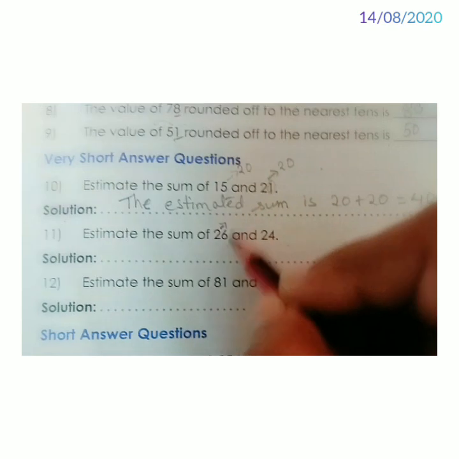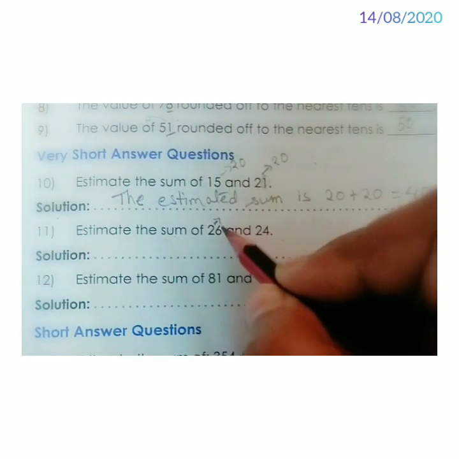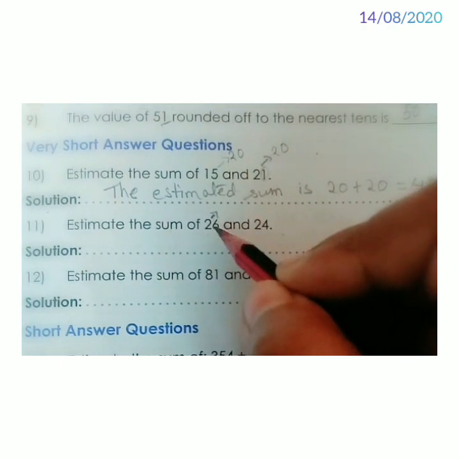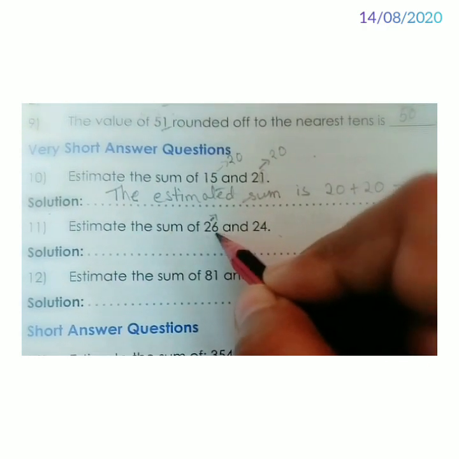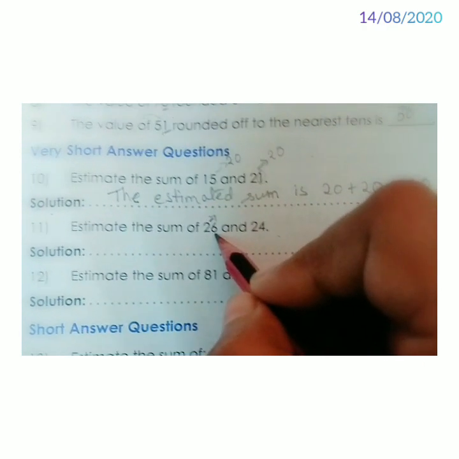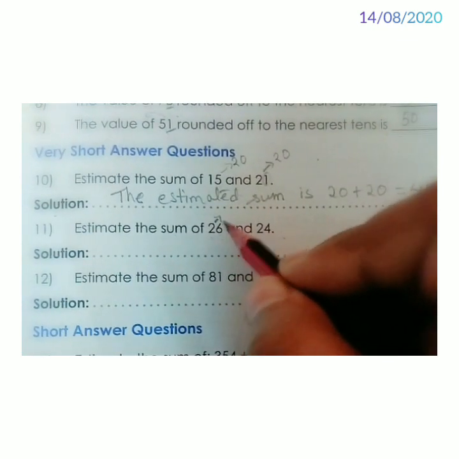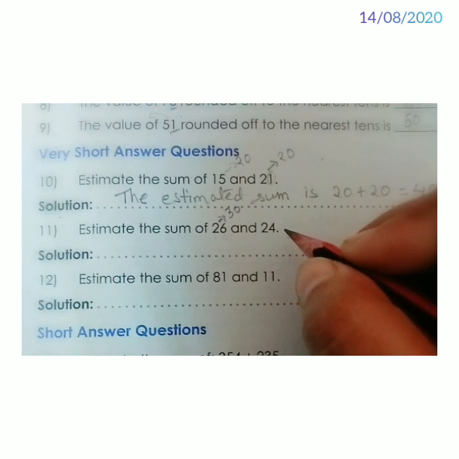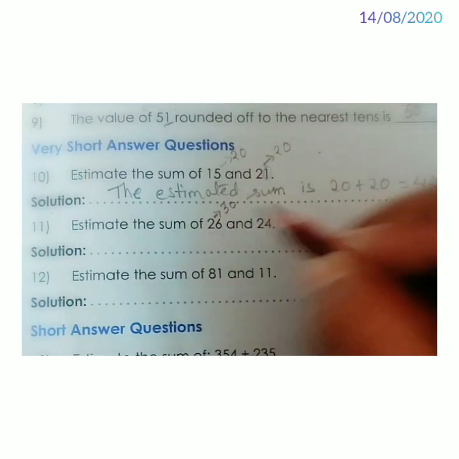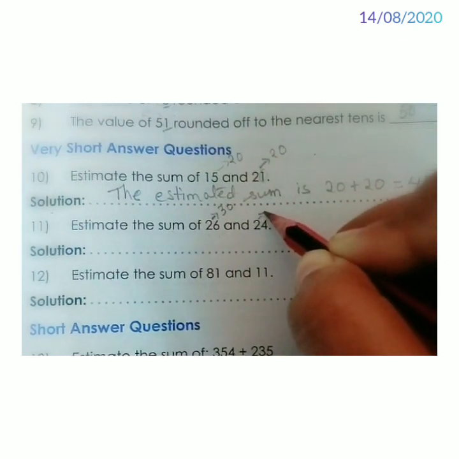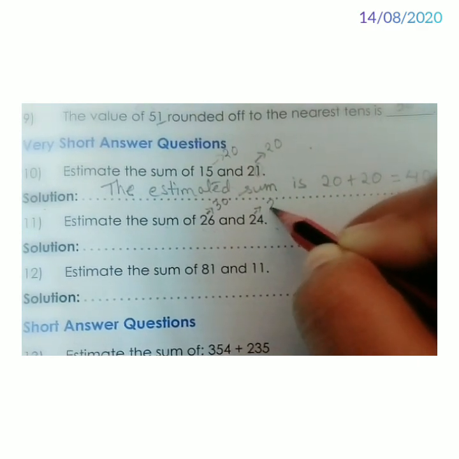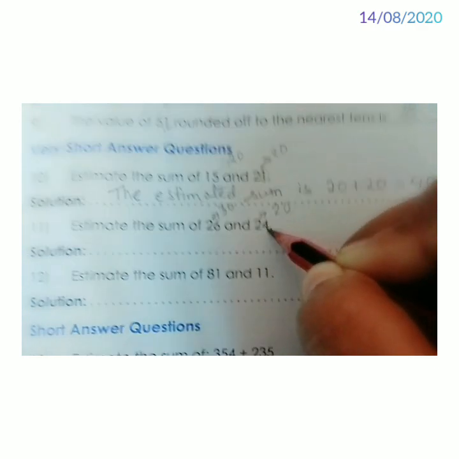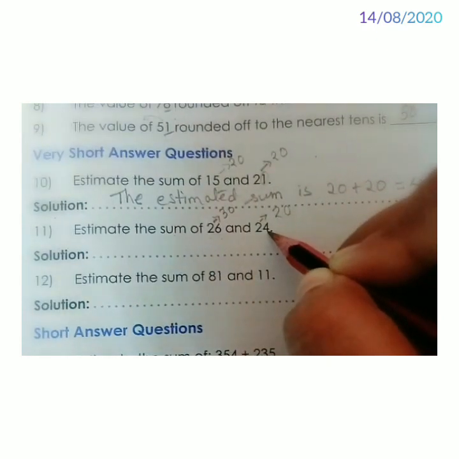So you have to check the units place first, isn't it? That means the ones place first. So 6 is greater than 5 according to the estimation rule, isn't it? So we will get 30. When we round off 26 to the nearest 10, we get 30. And when we round off 24 to the nearest 10, we get 20. Why 20? Because 4 is less than 5.